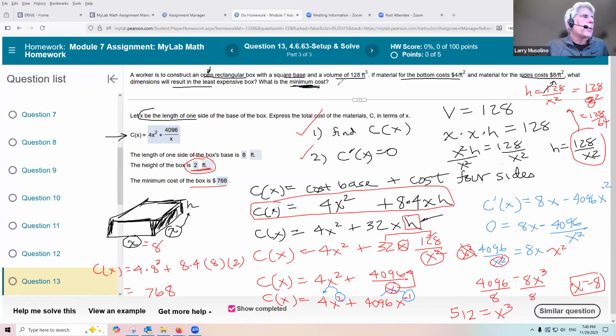Okay, so the key part here was figuring out a function for the cost and then taking the derivative and setting it equal to 0. That's the way you can maximize or minimize a function.